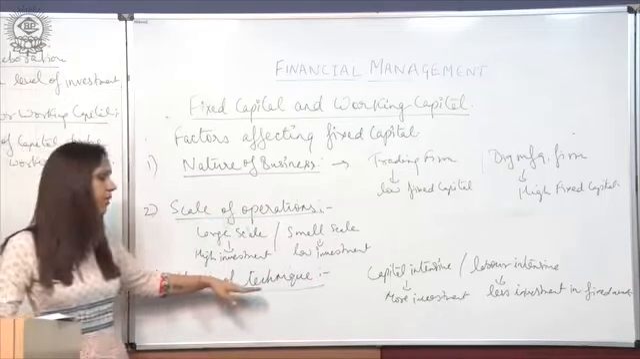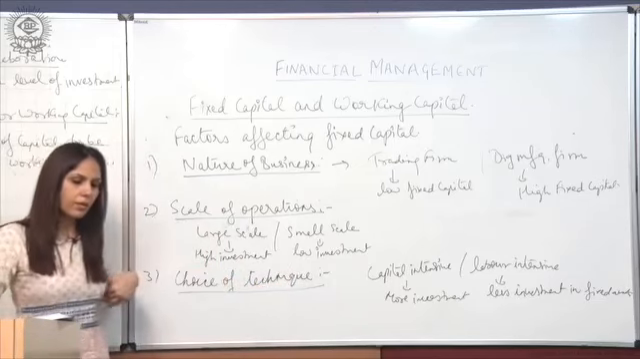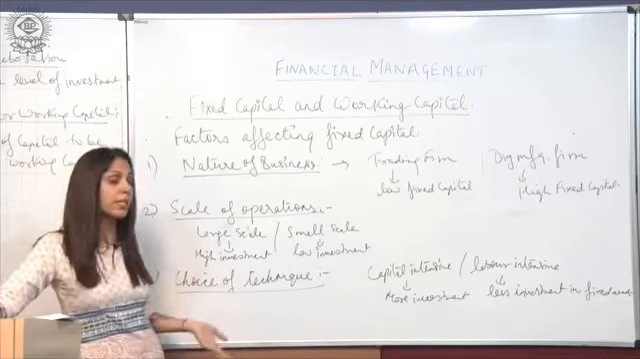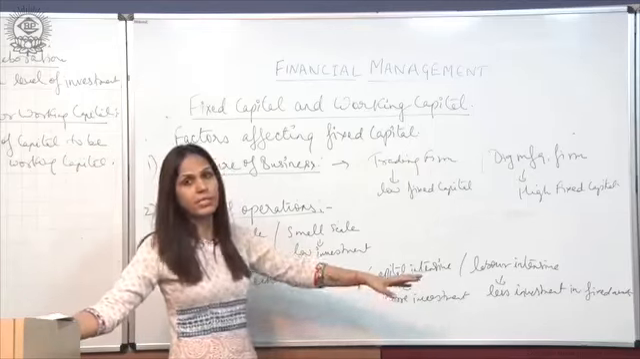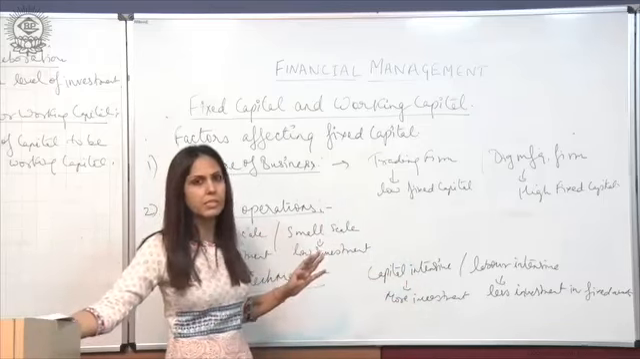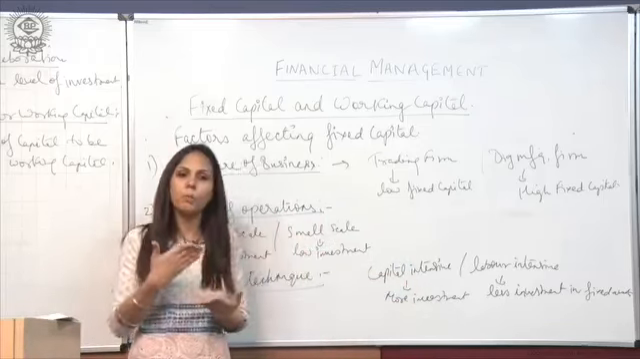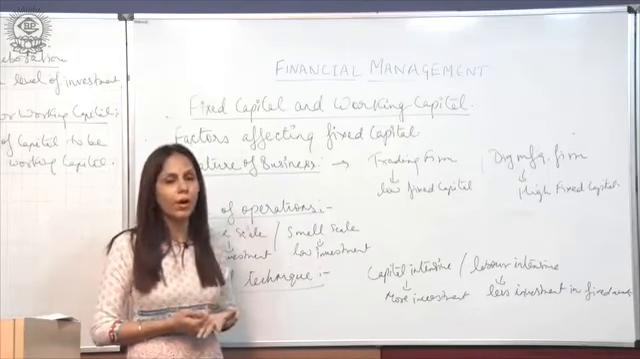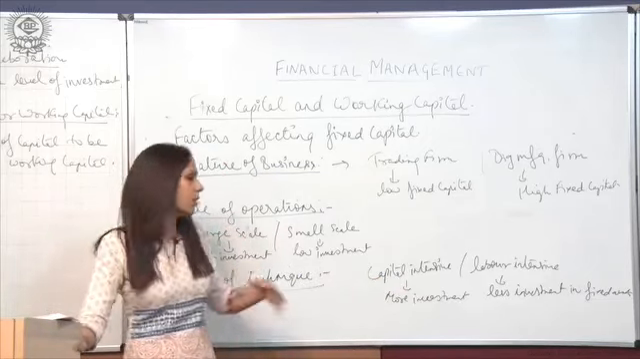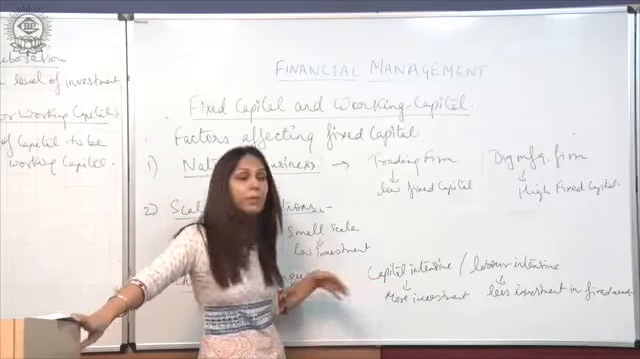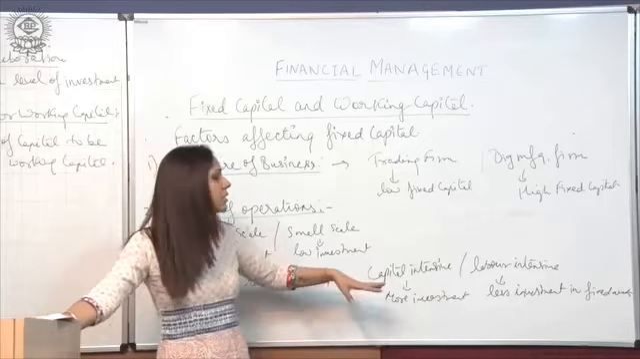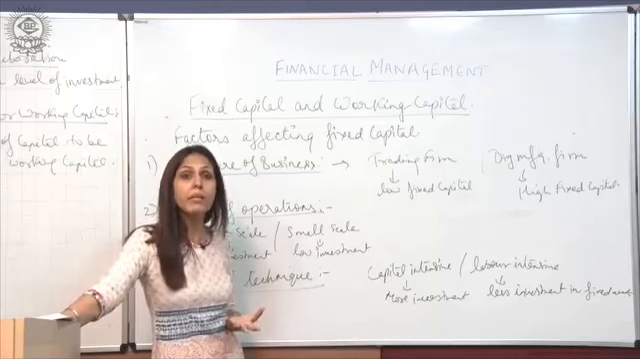Third one is choice of technique. Business has two major types of techniques, that is capital intensive or labor intensive. Labor intensive means a company in which more laborers are employed, whereas capital intensive means a company which is using more machineries, right? So a company which is capital intensive, having more machineries, will require more investment in fixed capital.